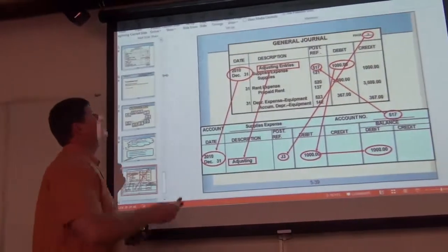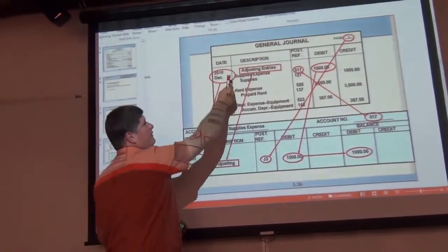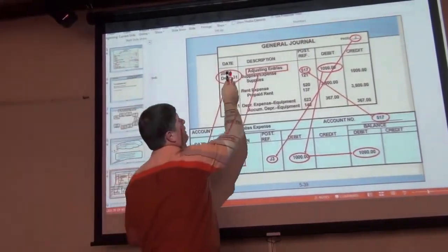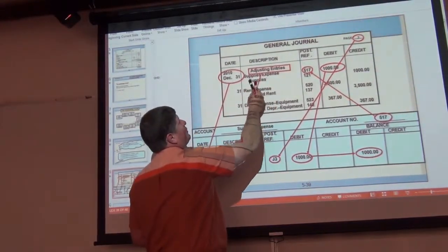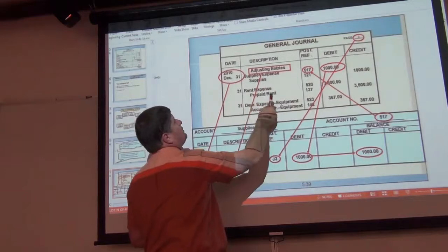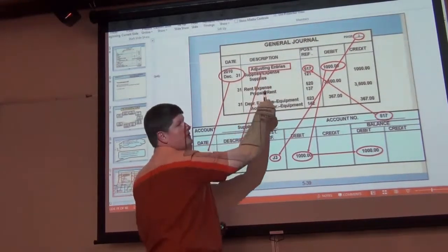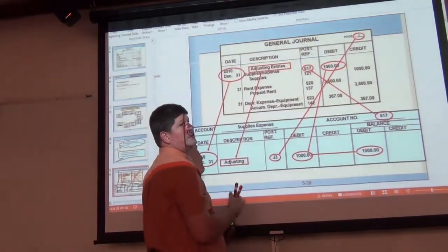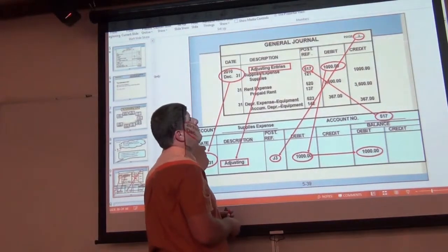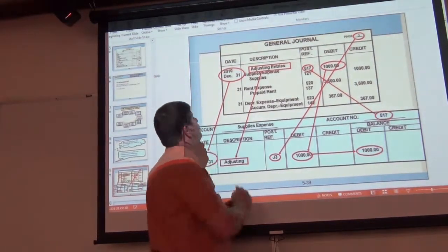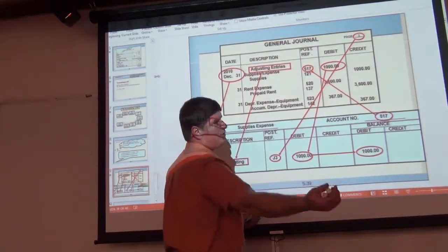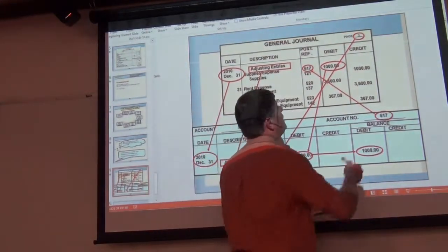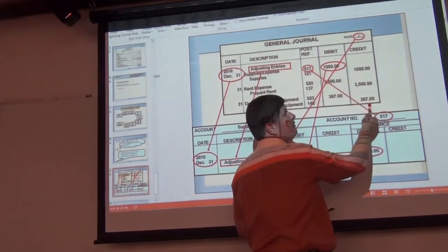Well, here's what they did. Date. They brought the date down. You don't have to repeat this. Adjusting entries across the top. You've got, here's the first one, here's the second one, here's the third one, A, B, and C. You don't put A, B, and C in there. You don't indicate them as such, but you separate them as each individual. Good clarification. Debit and credit, debit, credit, debit, credit.